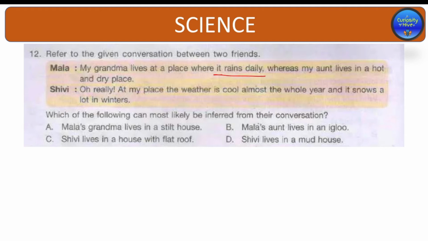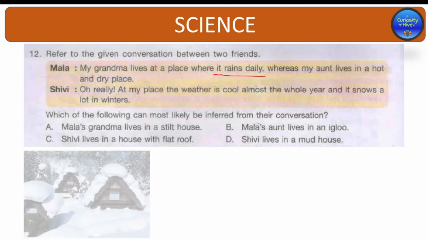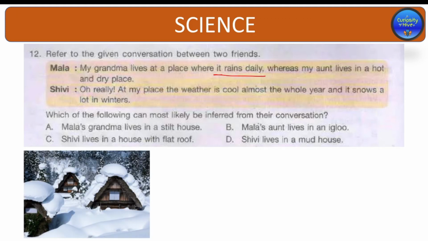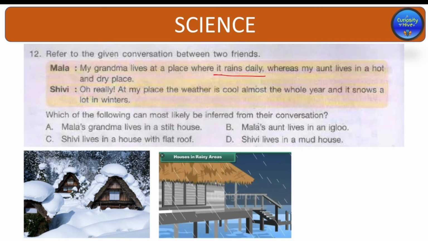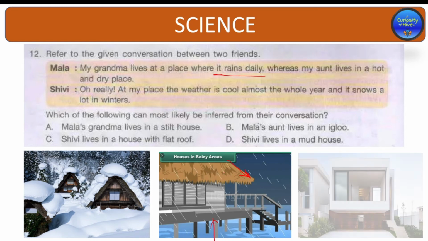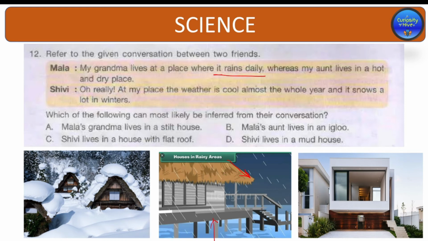Well, if not, let me show you this. A cool place or a place where it snows a lot generally has houses like these, the wooden houses with sliding roofs. However, a place where it rains a lot, you have stilt houses, which are on supports and have slanting roofs. And then the houses with flat roofs are generally in places where there is summer. And also one of the options has igloo, which is a place where Eskimos stay in extremely cold regions.